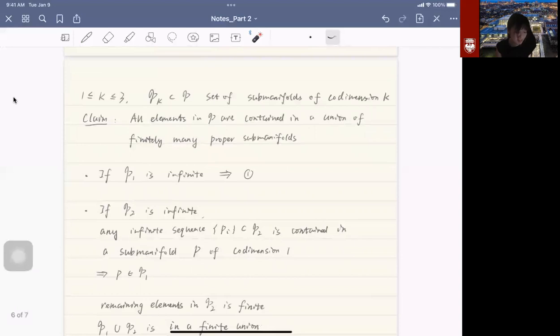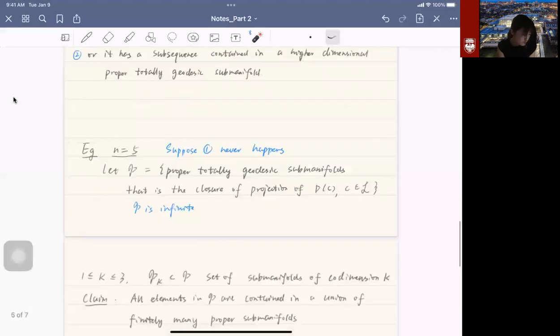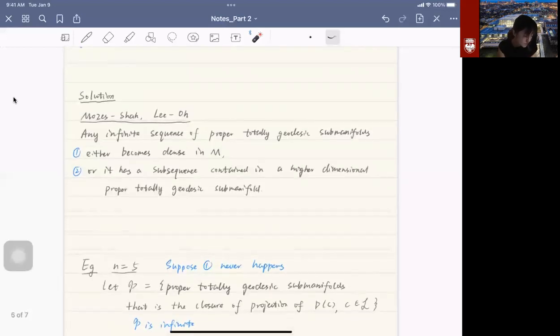And if that is true, we can also take a set from the remaining part and find the contradiction with equidistribution. Okay, so it suffices to prove this claim. First, let's consider P1 when the codimension is equal to 1. If P1 is infinite, then we just need to apply this theorem. We take this infinite sequence. It must be dense in M because the codimension is already 1.